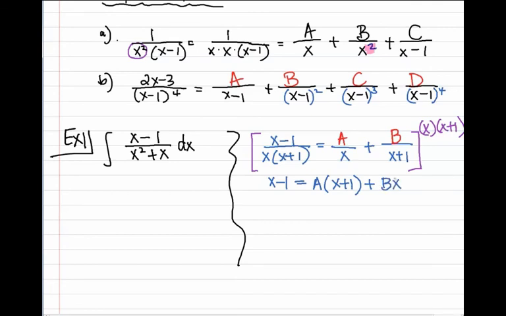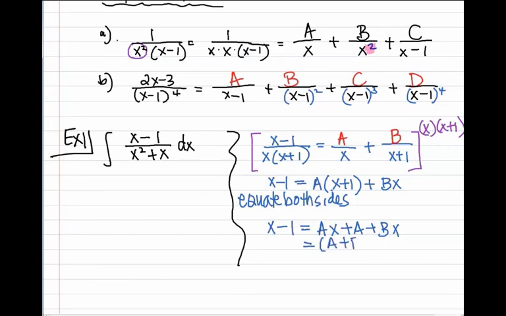In order for me to solve for this, I'm going to do what's called equating both sides, because these have to be equal. So I know the left-hand side is x minus 1, and the right-hand side is ax plus a plus bx. So I'm going to collect my like terms. That means I have a plus b in parentheses times x plus a, and that equals x minus 1.